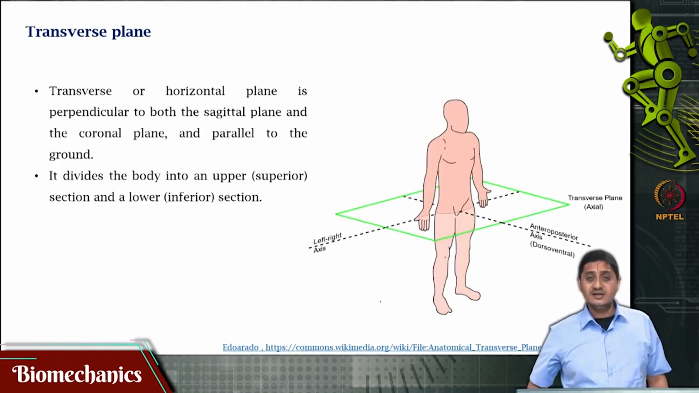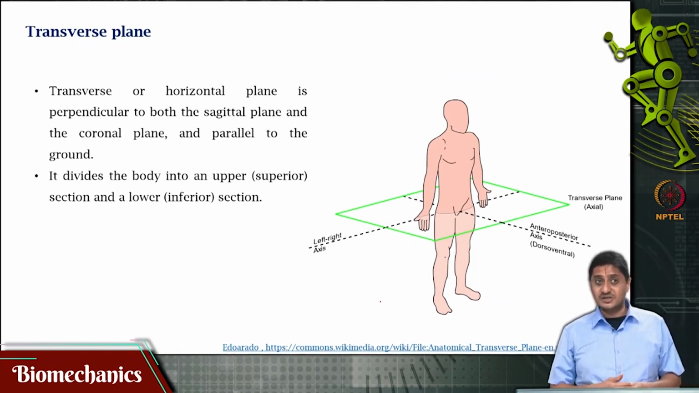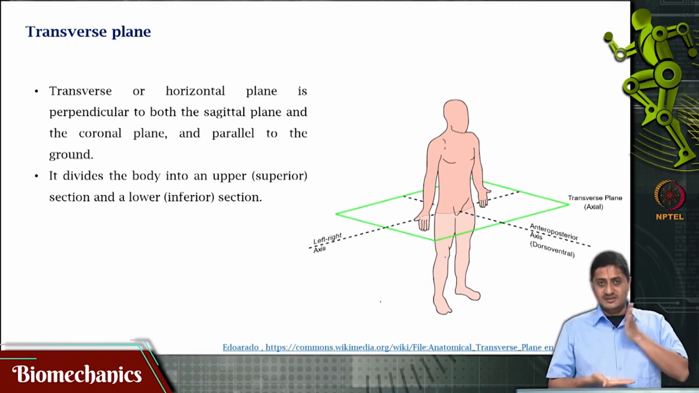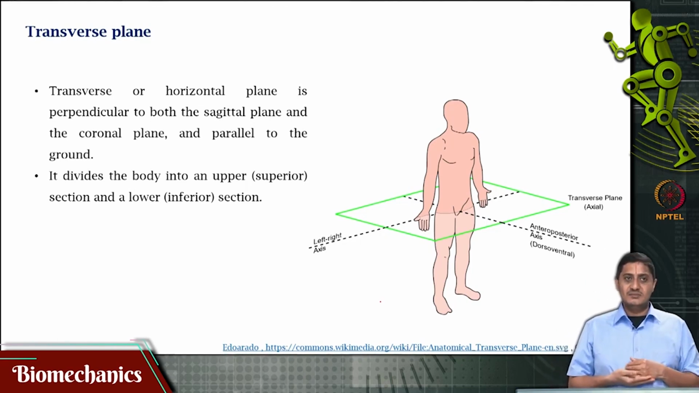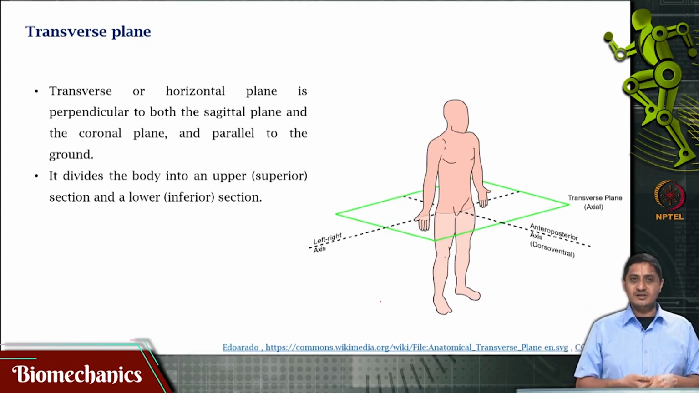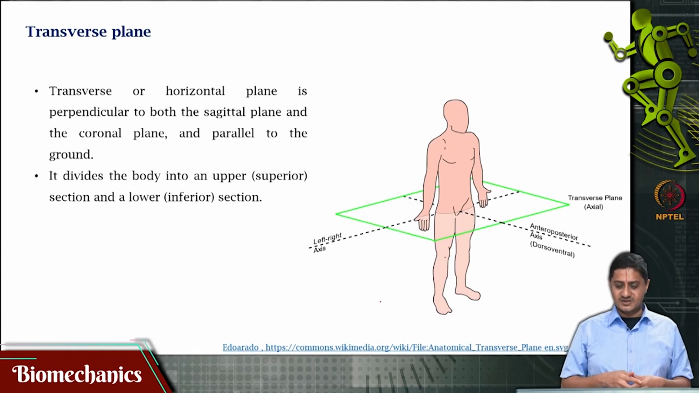Then you have the transverse plane, which is a horizontal plane. This is perpendicular to both the sagittal plane and the coronal plane, like this. But it is parallel to the floor. It divides the body into an upper part and a lower part, not necessarily two halves.